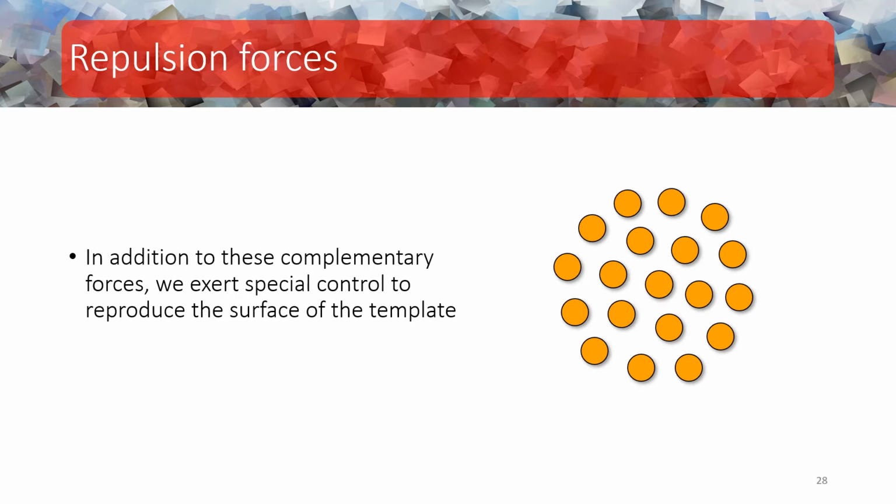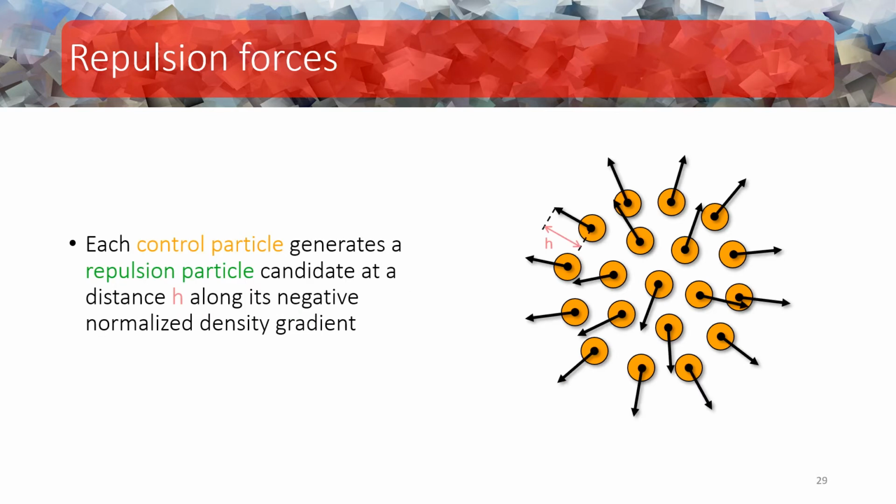However, these forces do not exert control to reproduce the surface itself in the template. In addition to these forces, we therefore generate repulsion forces at the template surface. To do so, we first generate a layer of repulsion particles. For each control particle, we generate a repulsion particle candidate at a distance h along its negative normalized density gradient.